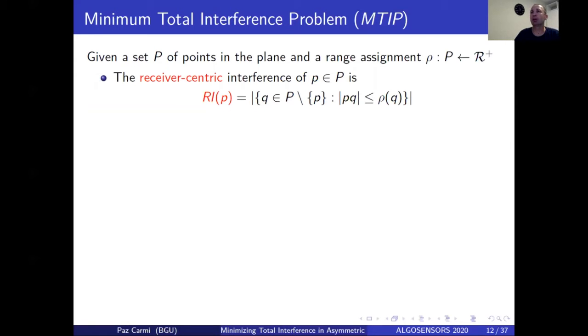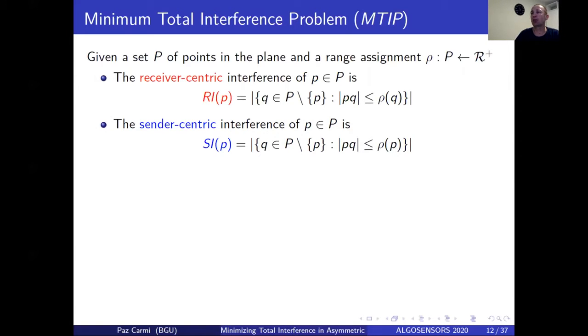So given a set P of points in the plane and a range assignment rho from P to the positive reals, the receiver-centric interference of P is, as we said, all the points Q in P without P such that the distance between P and Q is smaller than the range assigned to Q, which means it's all the points in whose transmission range P lies. In the sender-centric interference, the sender interference of P is all the points Q in P such that the distance between P and Q is smaller than rho of P, which means it's all the points that P covers in its transmission range.